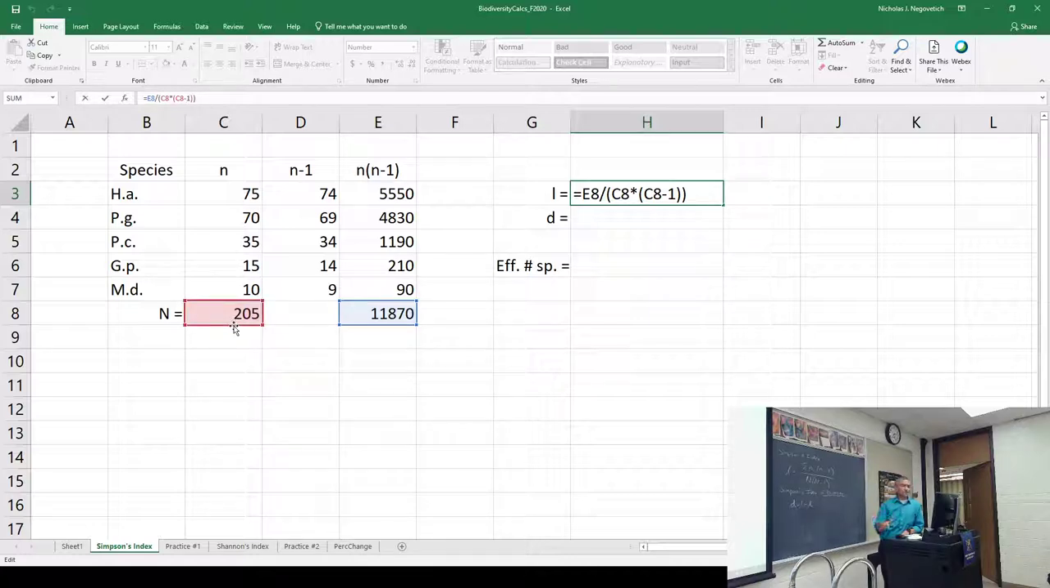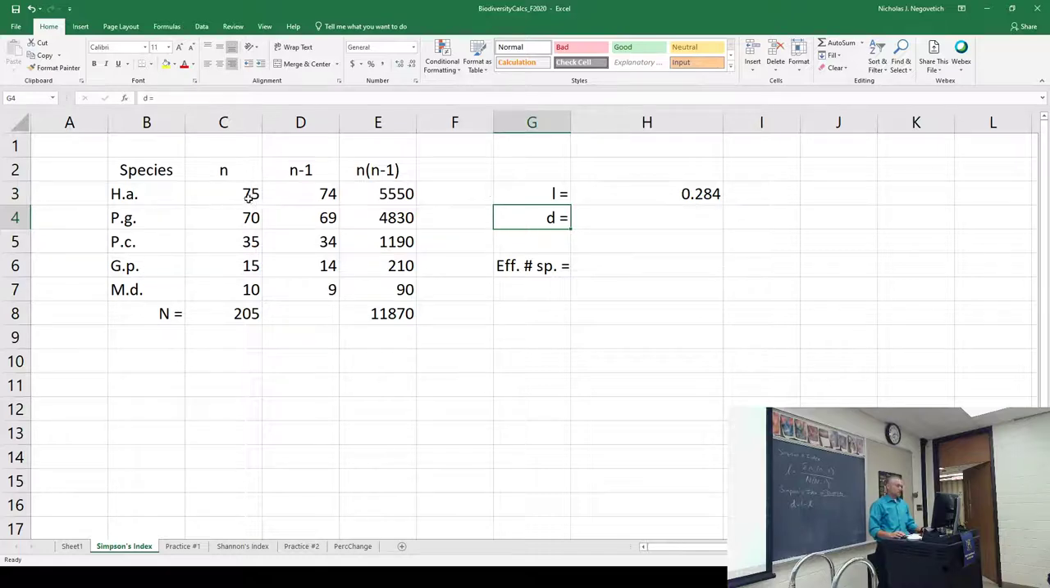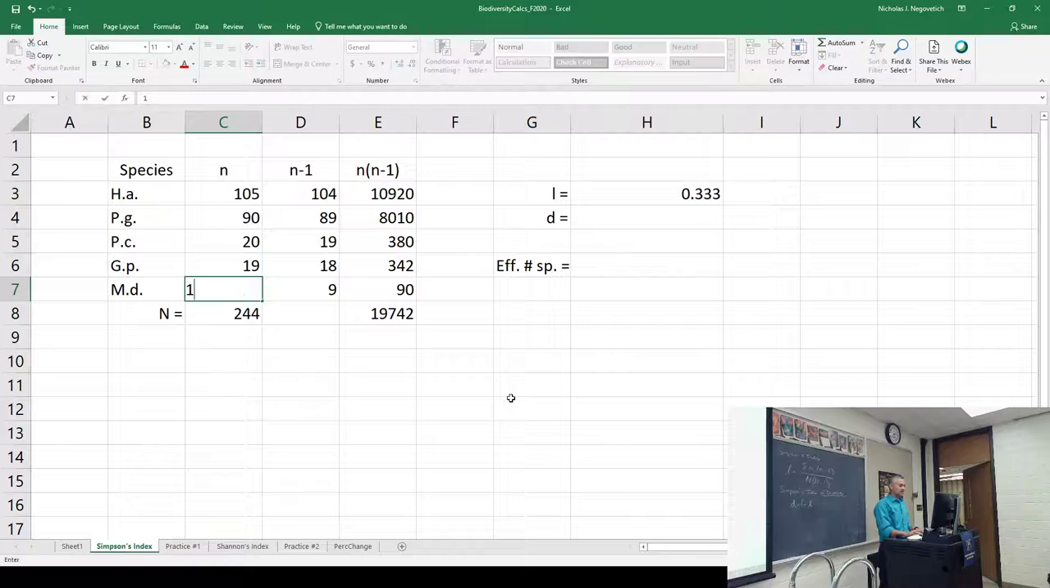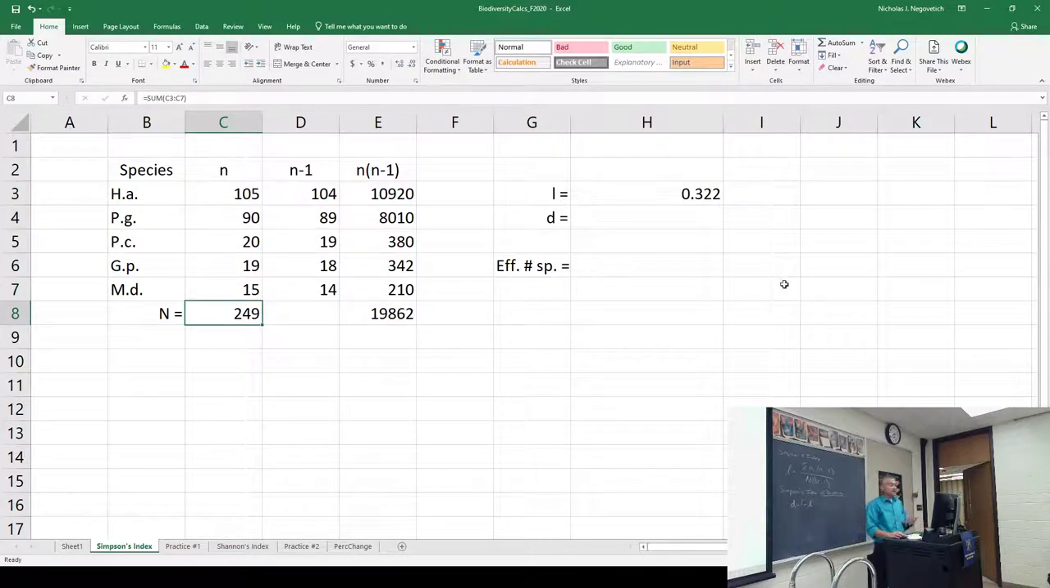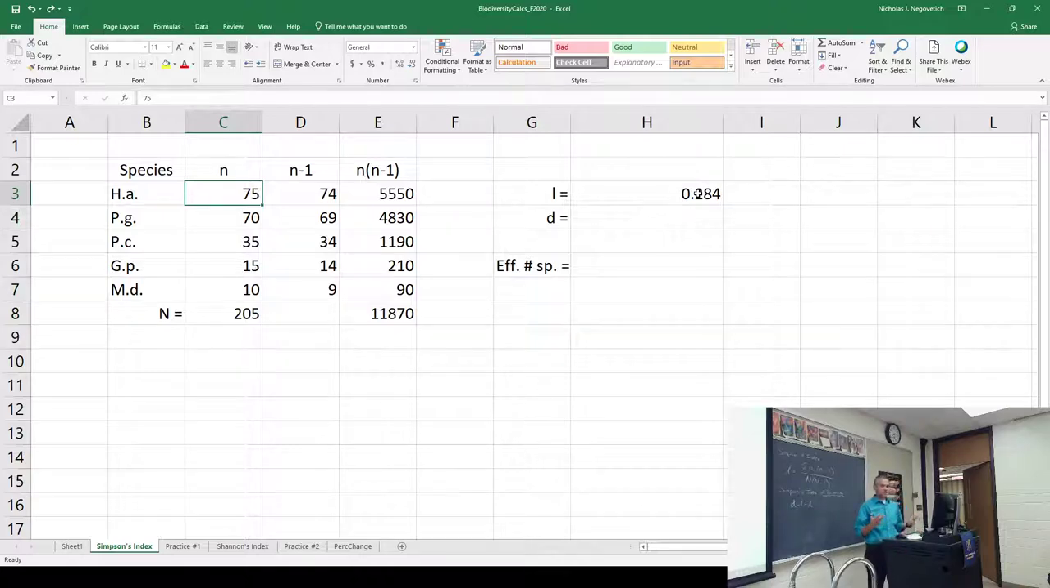And I used references because, again, if I need to work on a new table, I can copy and paste. And if I copy and paste, the formulas stay the same, and then all I have to do is change the numbers. So, for example, let's say we went out another semester, collected it, and we've got 105, 90, 20, 19, and 15. I updated the numbers, everything calculated for me. Super easy. And again, the focus is really about being able to interpret the numbers and explain what these numbers mean.